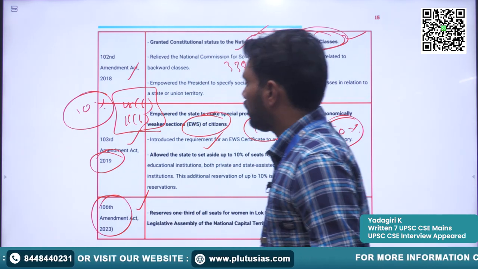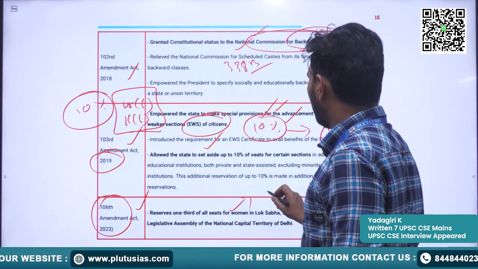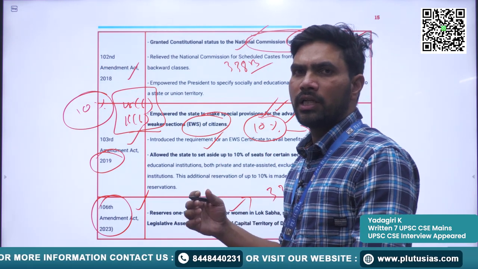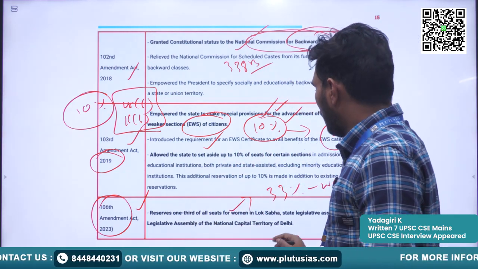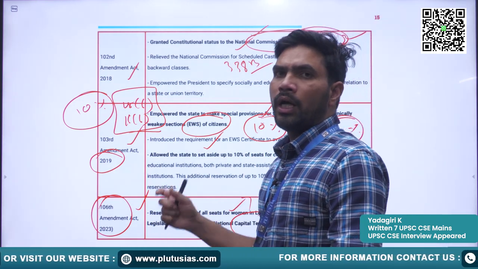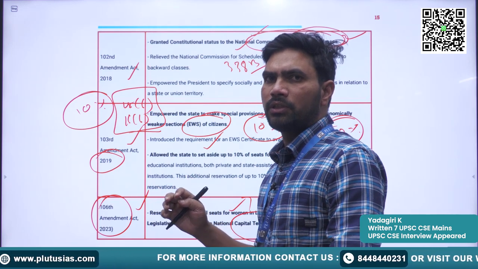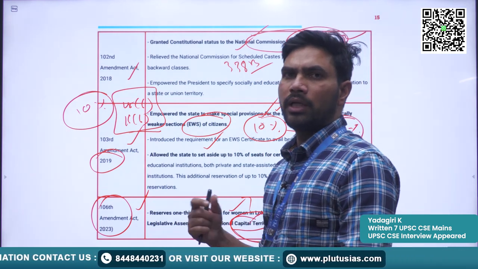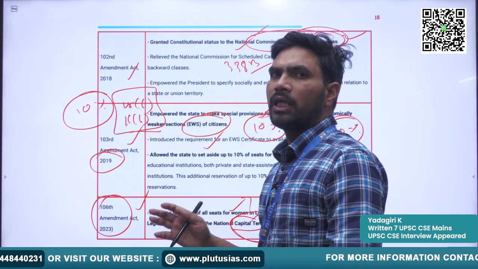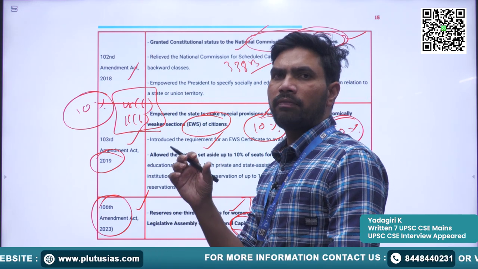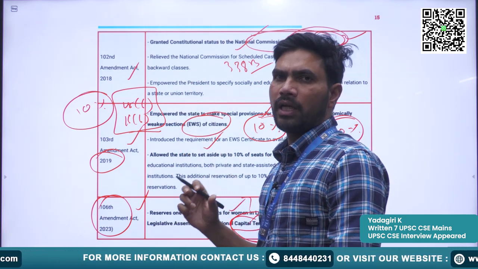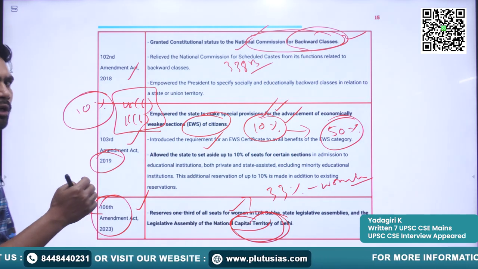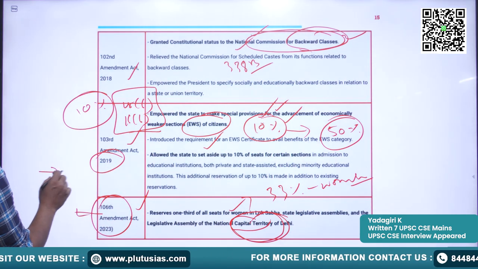Next important and last amendment, the 106th Amendment Act. This is giving 33% reservation to women in the Lok Sabha and the state legislative assemblies. Similarly, through this amendment, it is giving 33% of seats for women in the legislative assembly of the National Capital Territory of Delhi. So basically, 33% of reservation is given to women in the Lok Sabha and in all state legislative assemblies, including the Legislative Assembly of Delhi. Through a separate act, 33% reservation is being provided in the legislature of Puducherry.